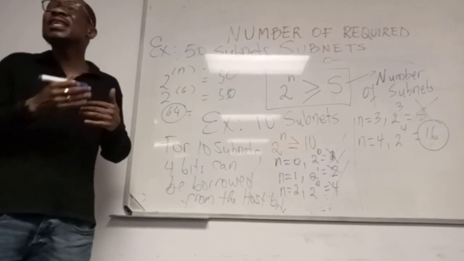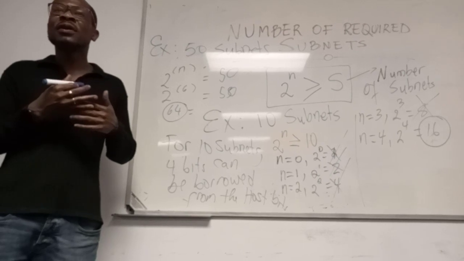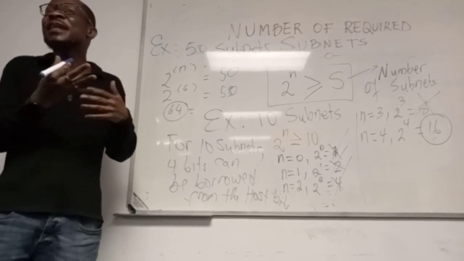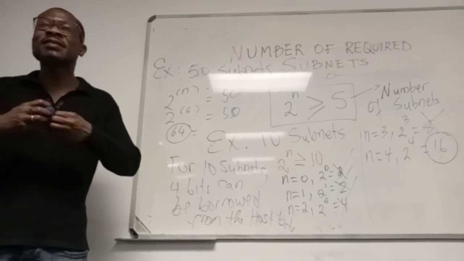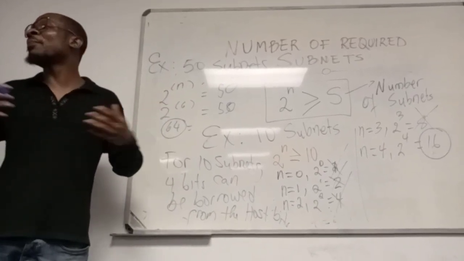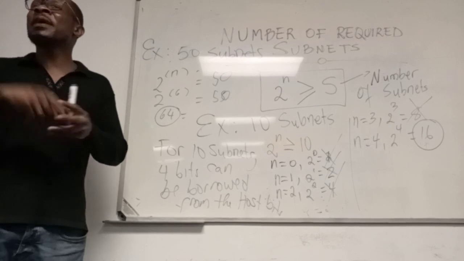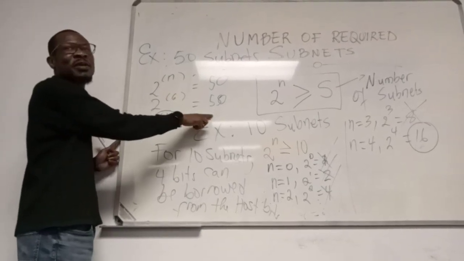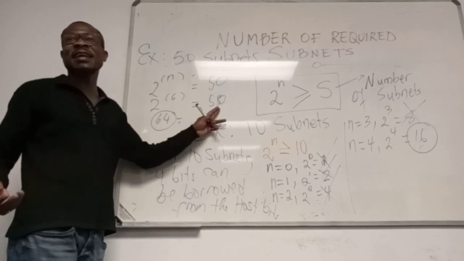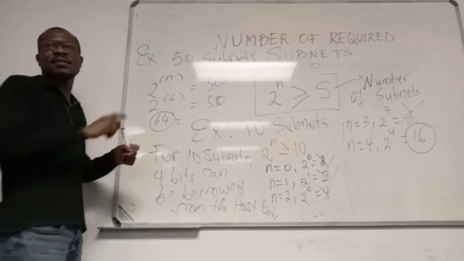When you design something, you must keep room for growth. You must keep some empty networks that you can use when your company expands. You can remember that if you take 5, it's going to be 32, but 32 is less than 50. That's why it went to 6.